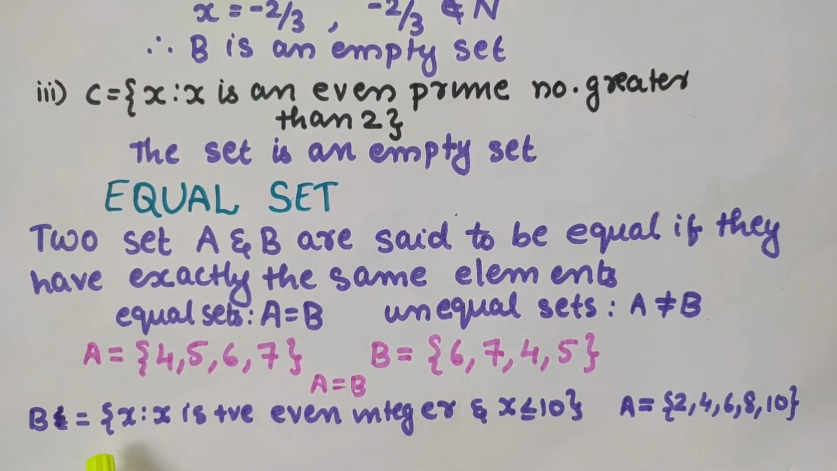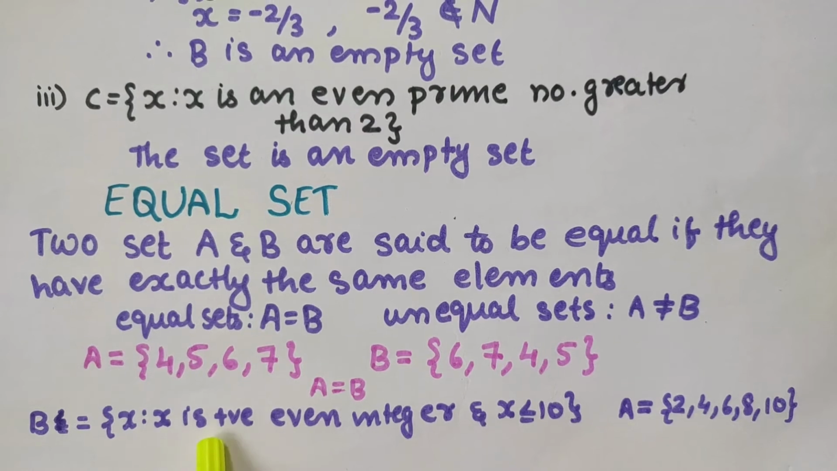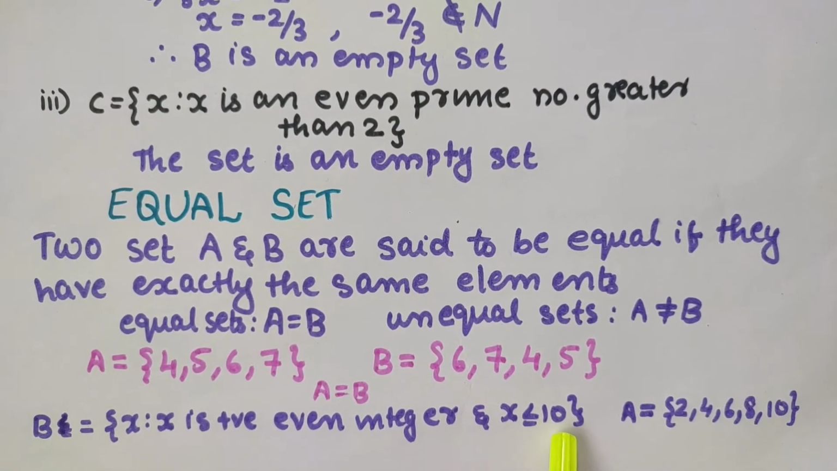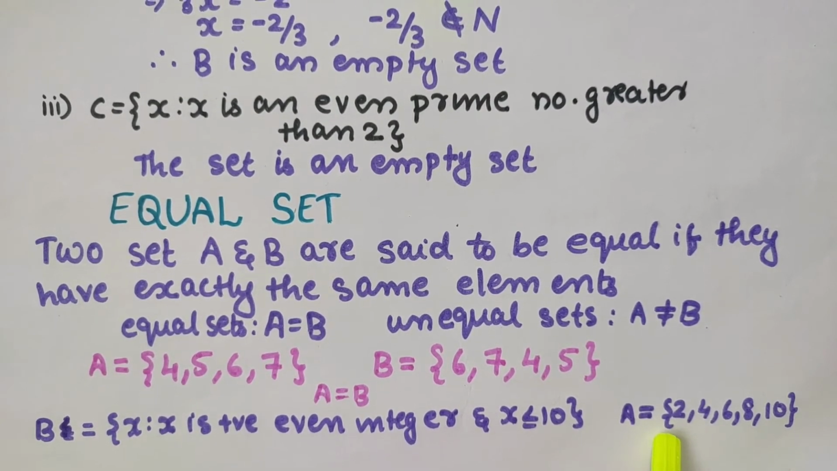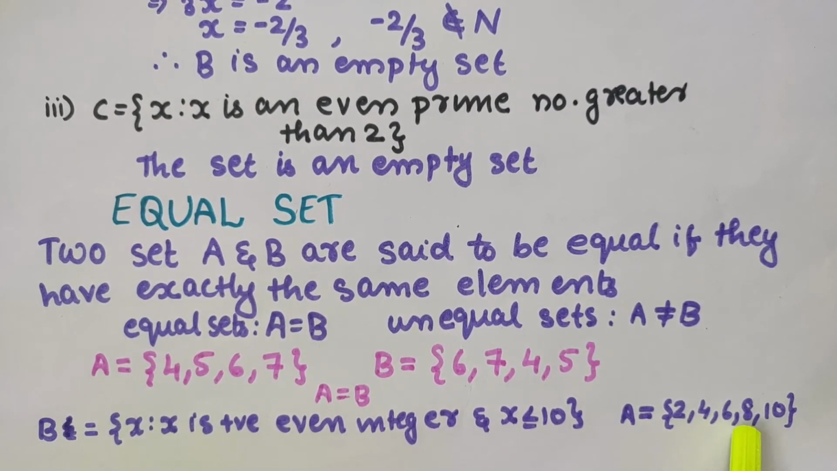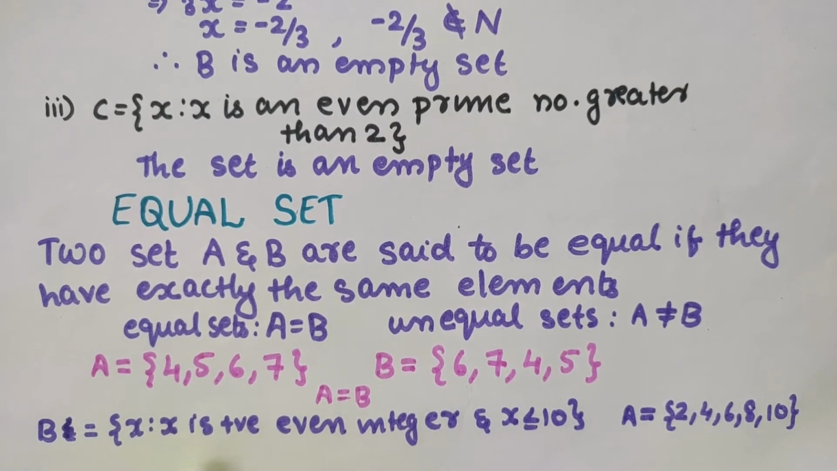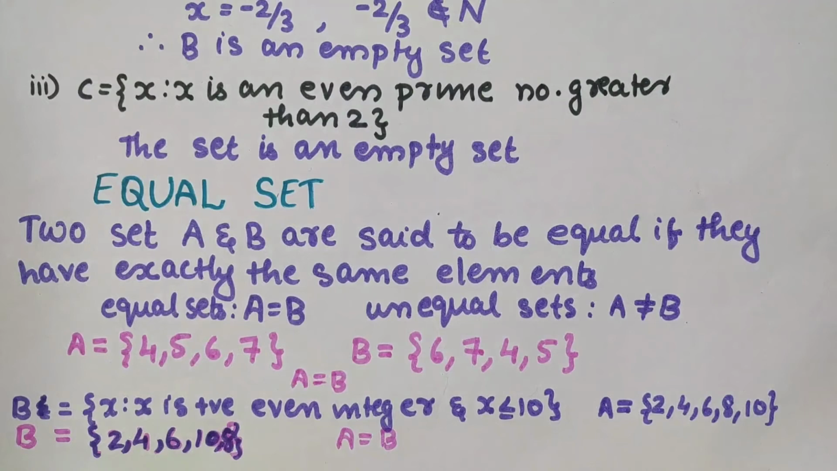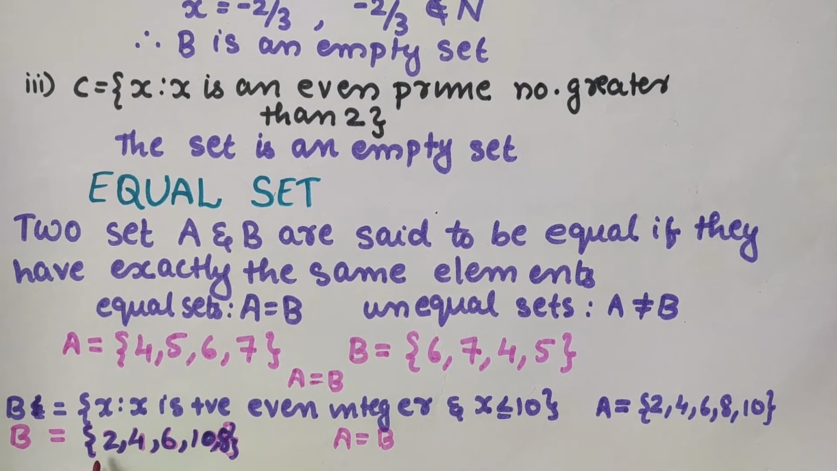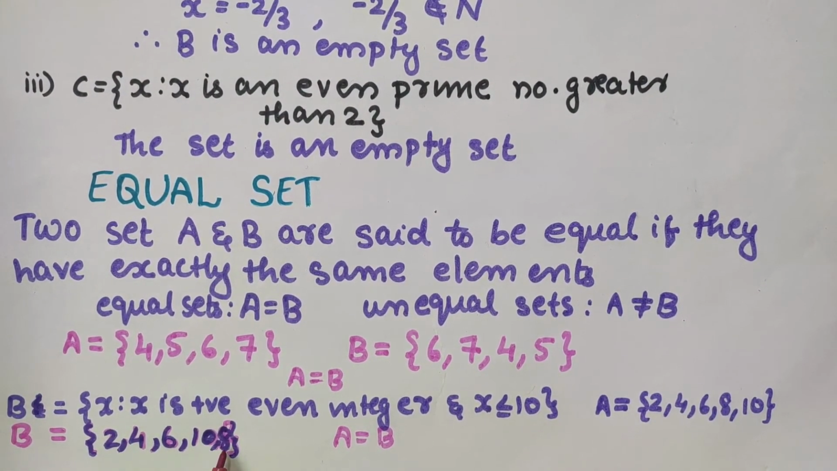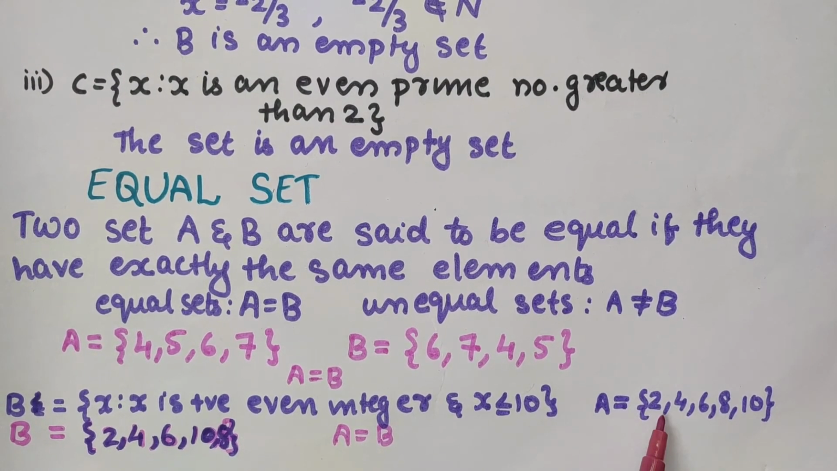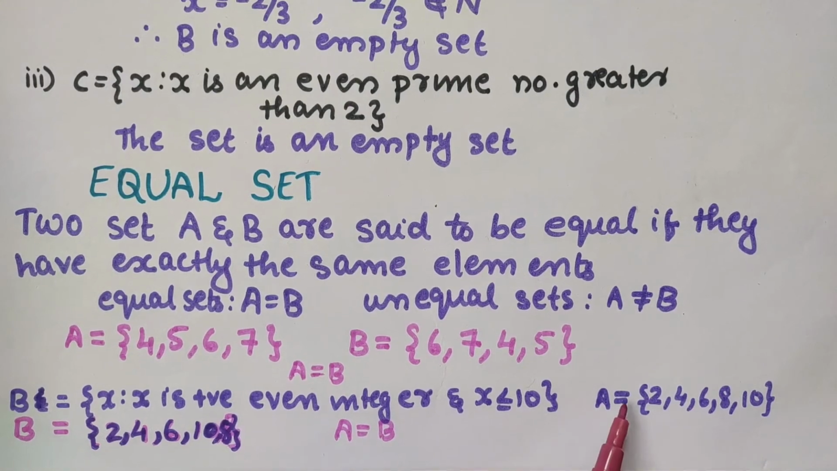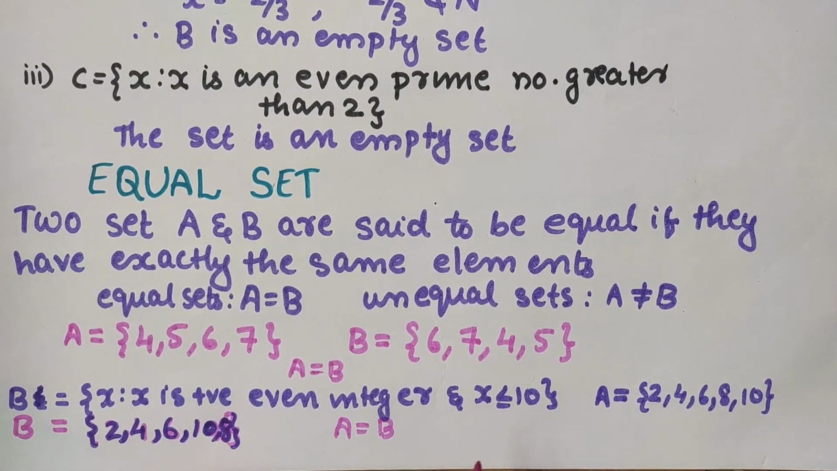Let B be the set of all x such that x is a positive even integer and x is less than or equal to 10. Set A contains the numbers 2, 4, 6, 8 and 10. Since B contains positive even integers less than or equal to 10, the integers in B are 2, 4, 6, 10 and 8. The integers in A are 2, 4, 6, 8, 10 and the integers in B are also the same. Therefore, A and B are equal sets.